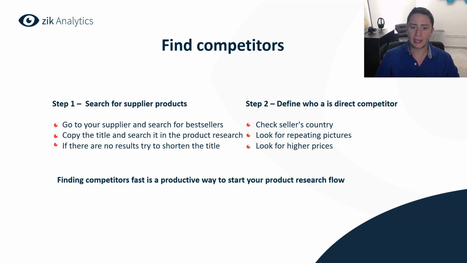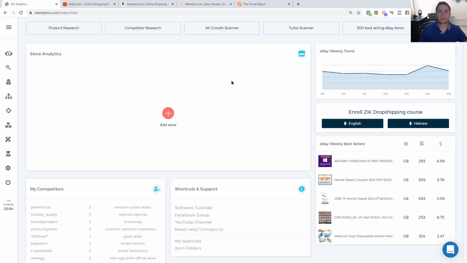All right guys, so I'm going to share my screen right now. We're going to move on to a live demonstration on how to find competitors using the product research tool. So we are inside Zik Analytics. I prepared here 4 different suppliers for the example. I'll be demonstrating how you can find competitors from AliExpress, Amazon, Walmart, and Home Depot. You can basically use this method for any supplier. It doesn't matter, but I decided to show 4 suppliers because I know many people are asking and they like to see the exact example.